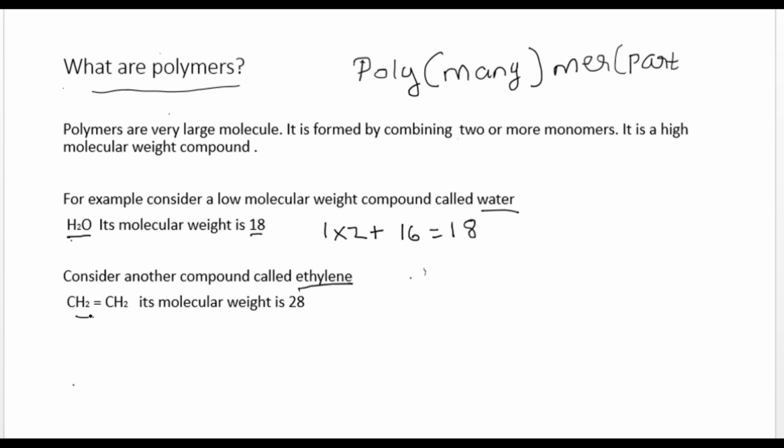Its molecular formula is CH2 double bond CH2. So there are 2 carbon atoms. Atomic number of carbon is 12. 12 into 2 plus 4 hydrogen atoms, 1 into 4, that is equal to 28.